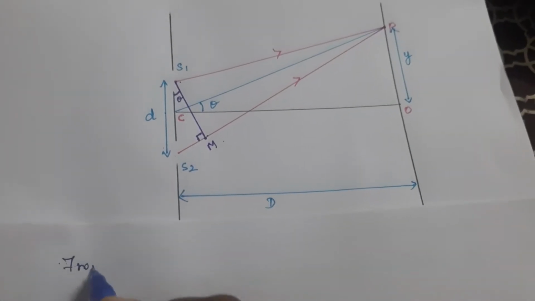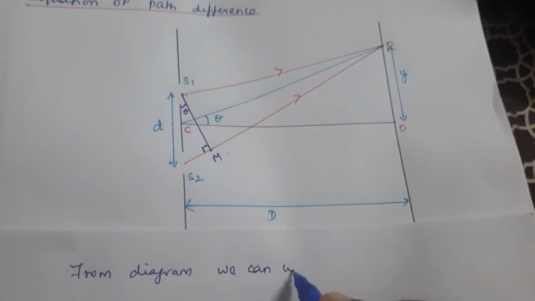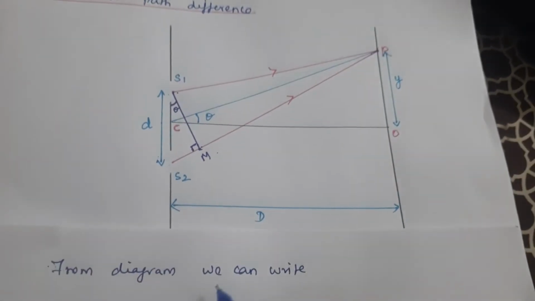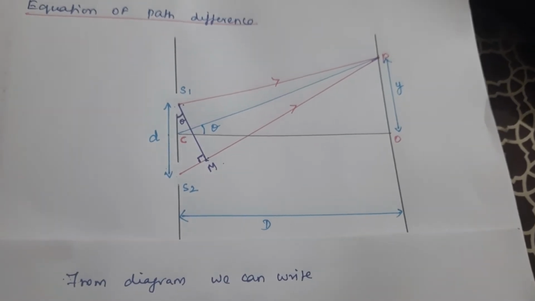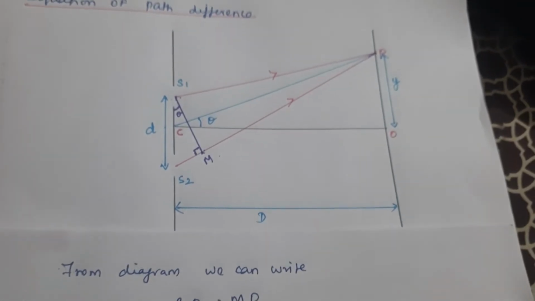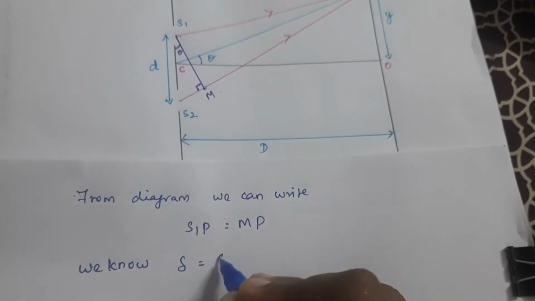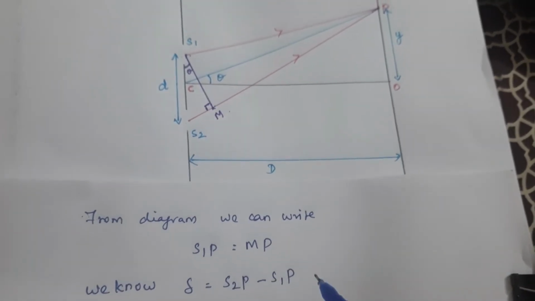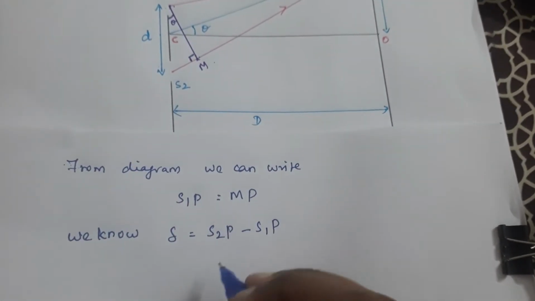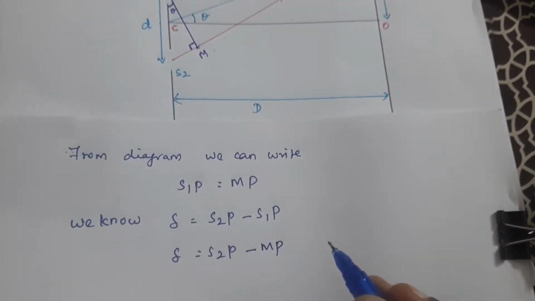Now, from the diagram, we can write S1P is equal to MP. These two are of the same distance. But we know the path difference delta is equal to S2P minus S1P. Already we did this. So for S1P, I am going to substitute MP. So I can write delta is equal to S2P minus MP.